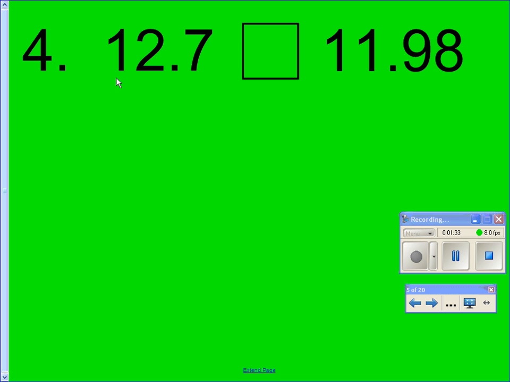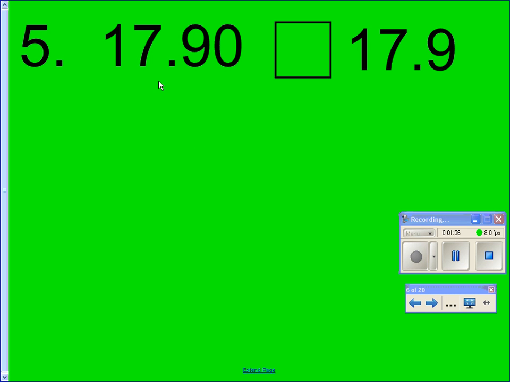Okay, the tens place are the same, so we look at the ones place and we have a 2 and a 1. So 12 and 7/10 is greater than 11 and 98 hundredths. Try these next two on your own. You can pause the video.